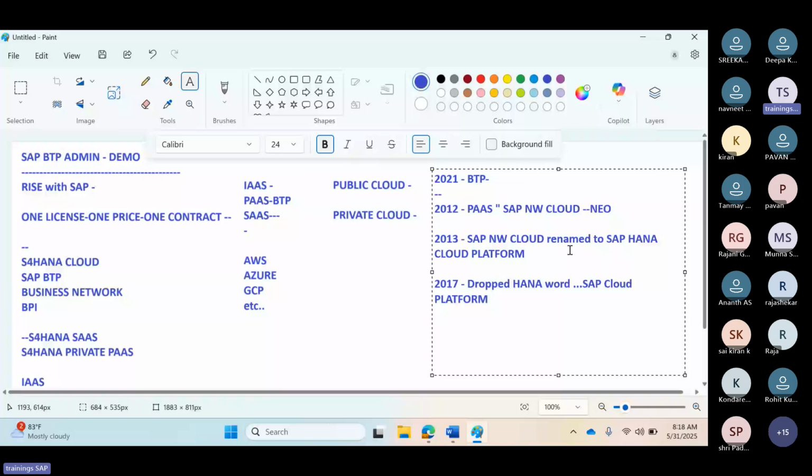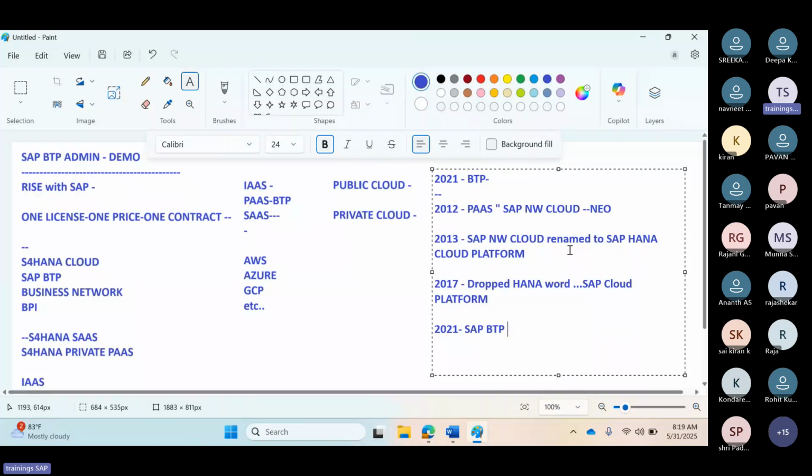But in 2021, they rethought and redesigned it. They were not only providing cloud related services, even though the name was SAP Cloud Platform, SCP, they were providing more than that. That's why they officially retired support for the HANA Cloud Platform and rebranded, introducing a new brand name, SAP BTP, Business Technology Platform.